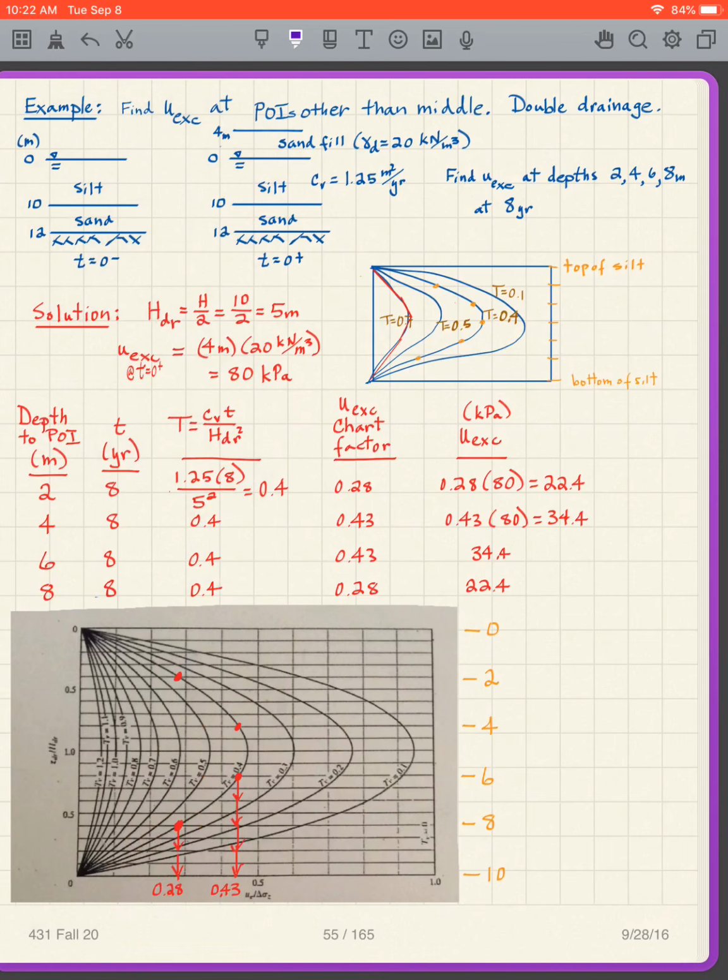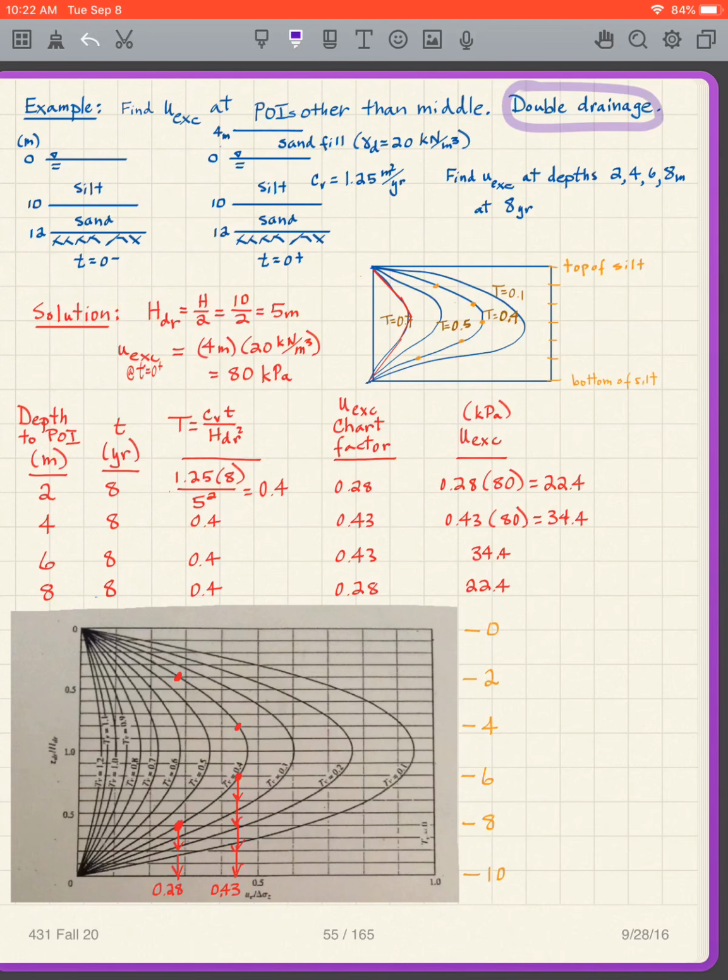All right, another loose end I want to straighten up is finding UXS at points of interest other than the middle. Now, we actually haven't done this yet, and it's quite straightforward, but I'm going to do this little example because you're going to need to calculate this.